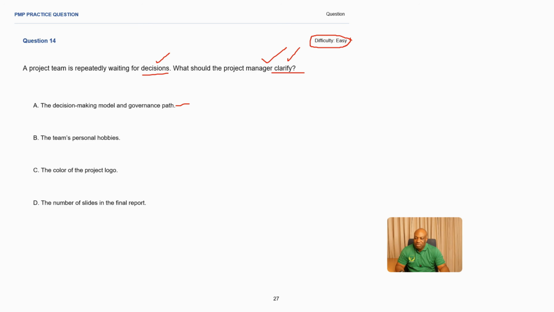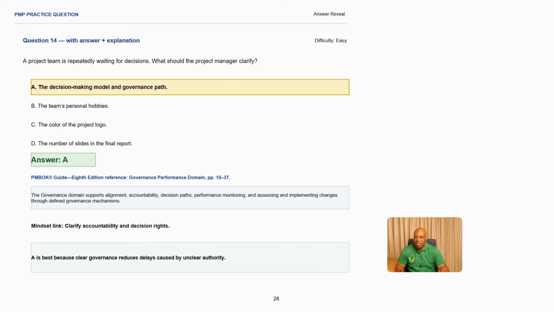So number B, the team space and hobbies. This is not going to help in decision making. So thereby we eliminate this one, our mindset. The color of the project logo. This also does not help in any way. I don't know if someone is going to choose an answer like this one. So we eliminate this one straight away. The number of slides in the final report. The team is not deciding. So if you give them the number of slides, it doesn't help them in any way. So this does not solve the problem. So that's the mindset that we use, making A the best answer in this scenario. The decision-making model and governance path is what you should clarify as a project manager. What decision model are you using? What is the governance path that we are using?